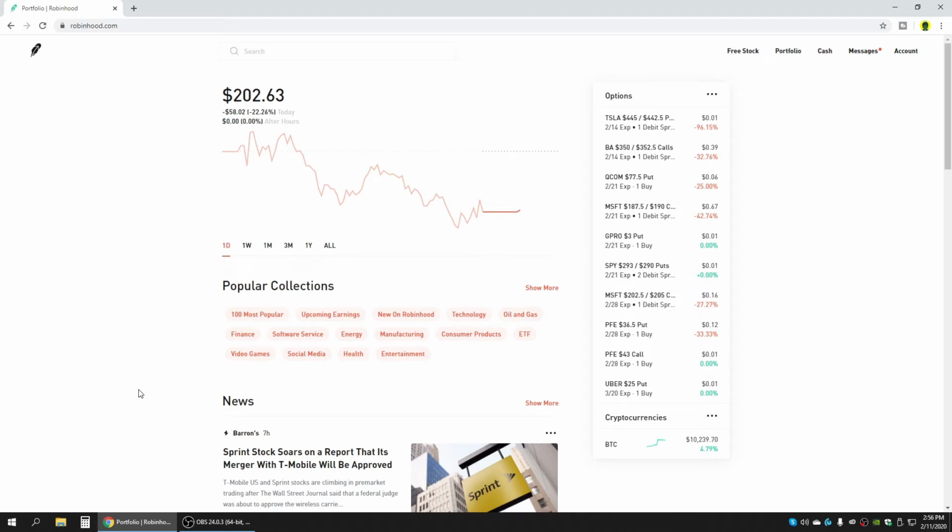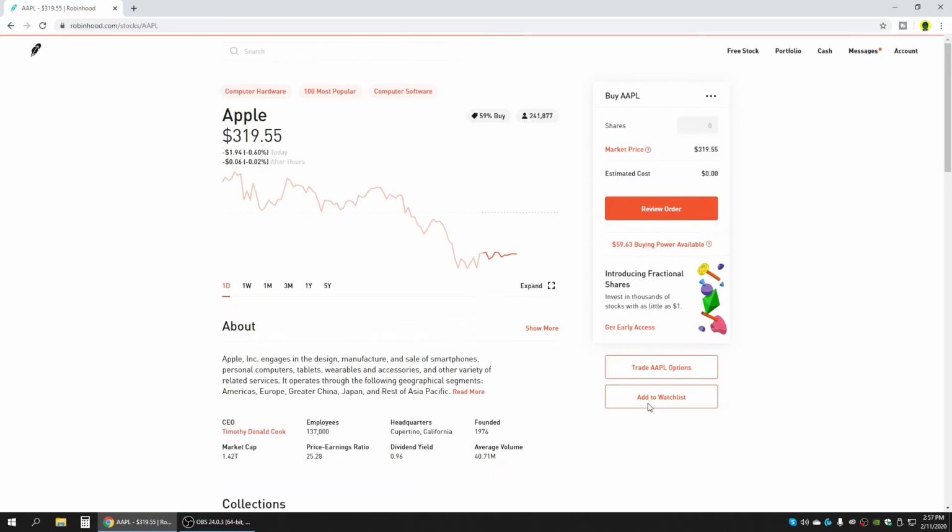Today we're going to be talking about delta, one of the 5 options Greeks. We've already talked about theta in the last video, so be sure to go check that out. And what delta basically is: when the stock moves $1, it's the price that your options contract is going to move up from the dollar move that the stock is making. So let's get right into an example just so you guys can have a visual representation of what I mean.